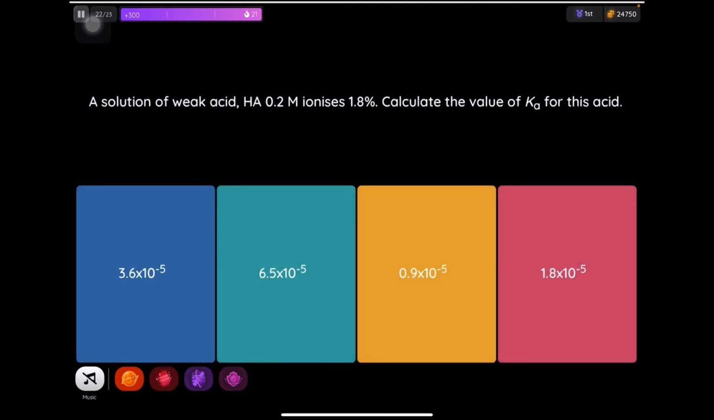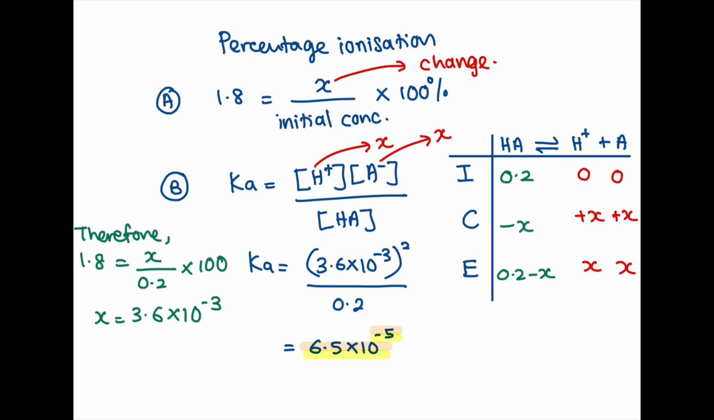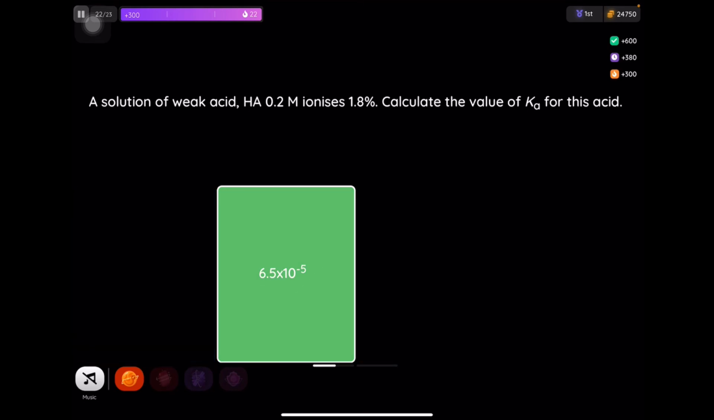A solution of weak acid with concentration 0.2 ionizes 1.8%. Calculate the Ka value for this. The calculation is shown in the inset. Therefore, the answer would be 6.5 times 10 to the power of negative 5.